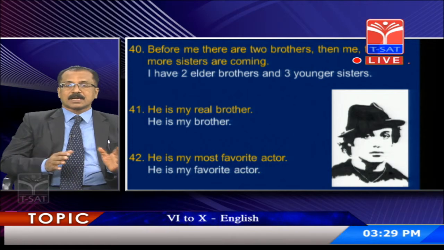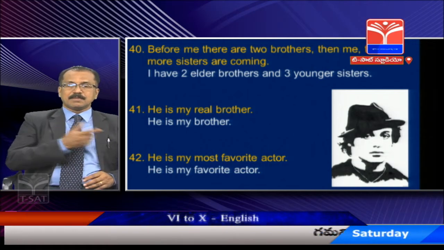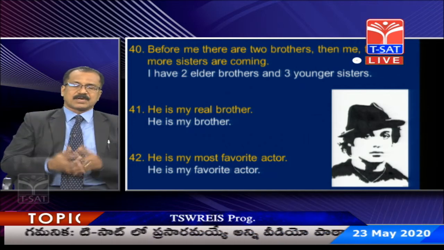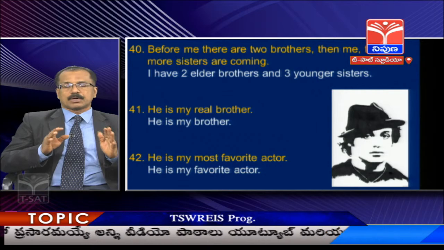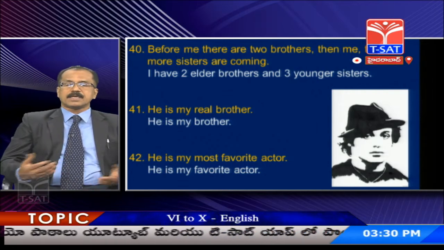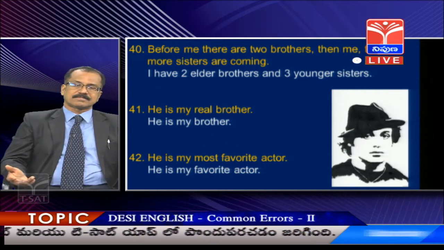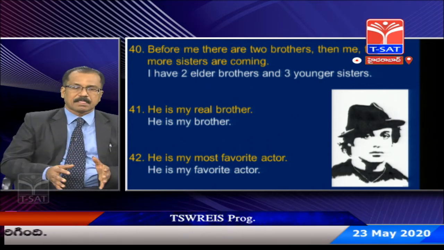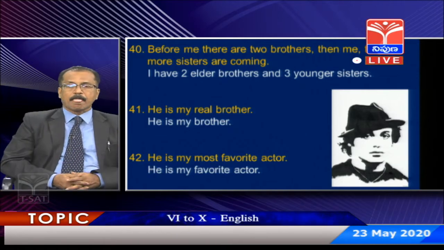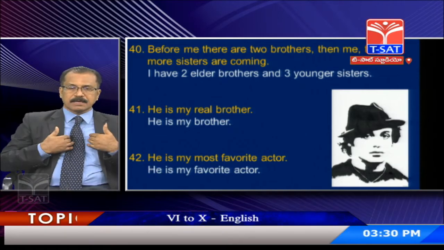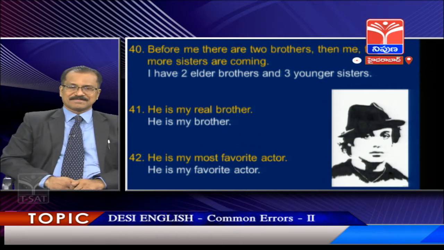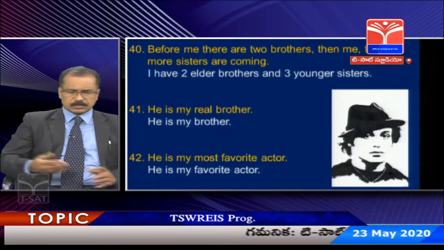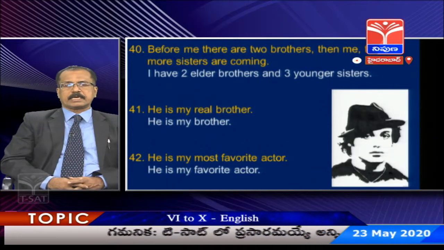Before me there are 2 brothers, then me 3 more sisters are coming. Now, just try to understand what the meaning of that. The speaker wanted to say, I have 2 elder brothers and 3 younger sisters. To say that, the speaker has spoken, before me there are 2 brothers, then me 3 more sisters are coming. Similarly, any number of brothers or sisters you add, this is how you have to speak.